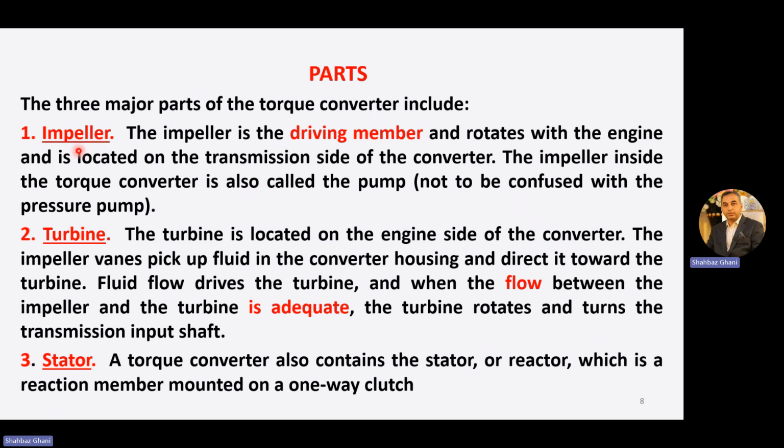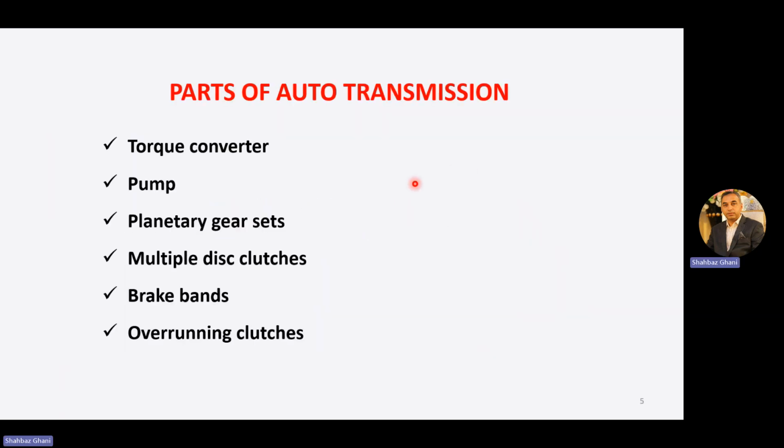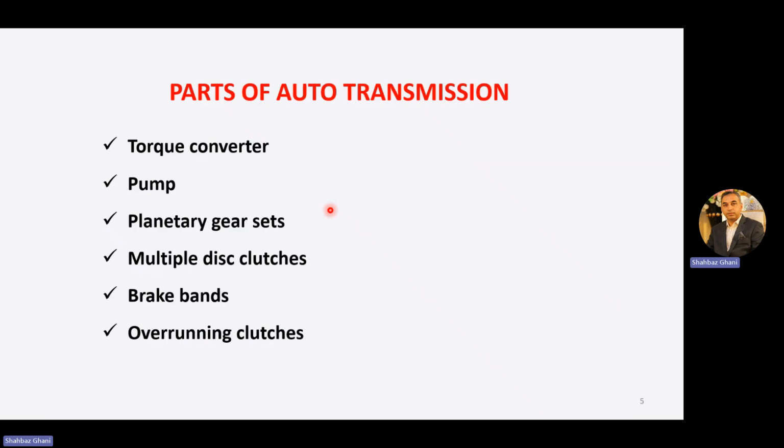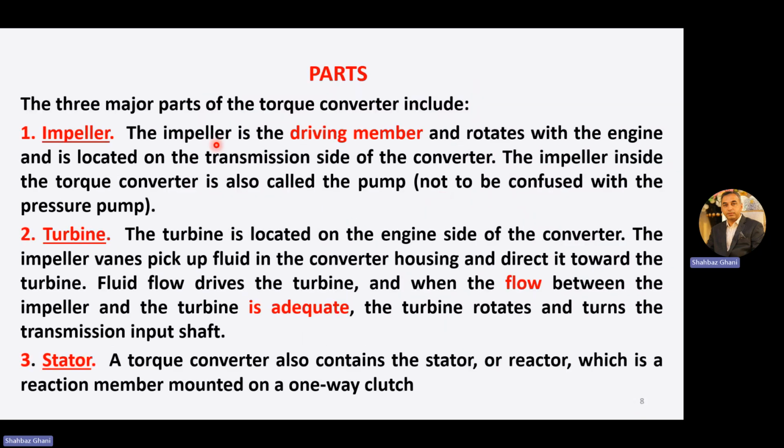Now, the first major part is the impeller. The impeller is the driving member and rotates with the engine and is located on the transmission side of the converter. If you see this figure, this is your engine, this is your torque converter, and the impeller is on this side towards your transmission. The impeller inside the torque converter is also called the pump.